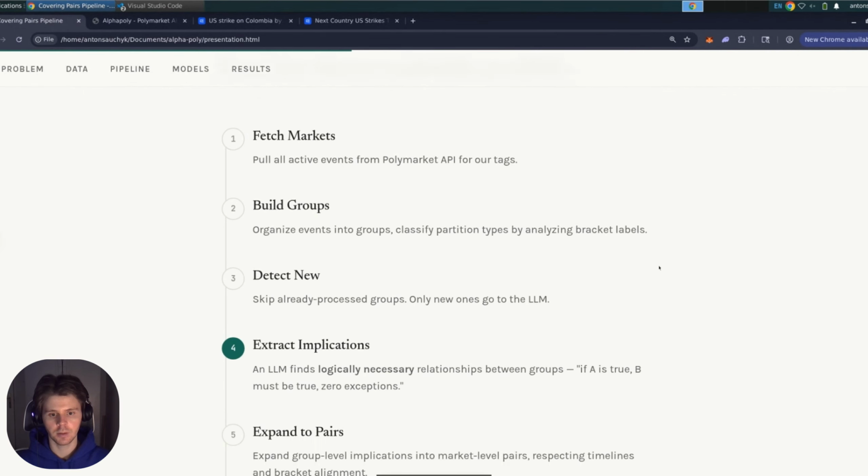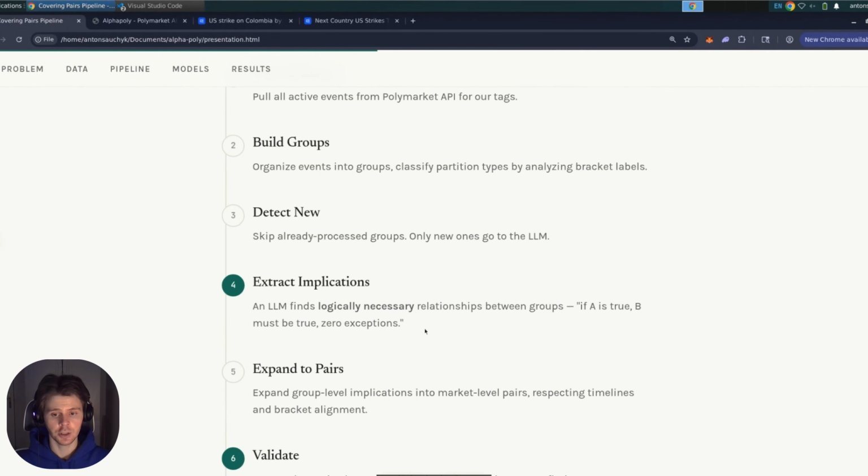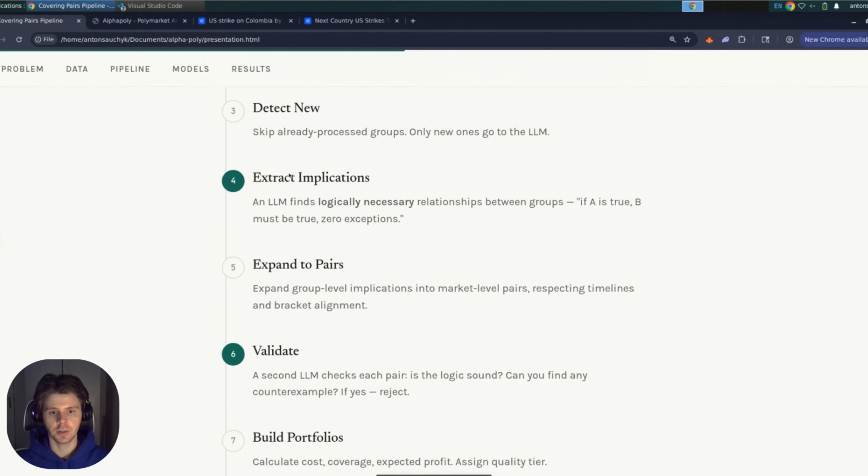The next step is to generate logical relationships between those groups. The reason we don't do that on the level of markets is that there are too many markets and it will take too much time to process them. Also, it doesn't make sense to process the same event with different deadlines a few times just to detect a logical relationship between this event and some other event. So after this step, extract implications, we have logical relationships between events.